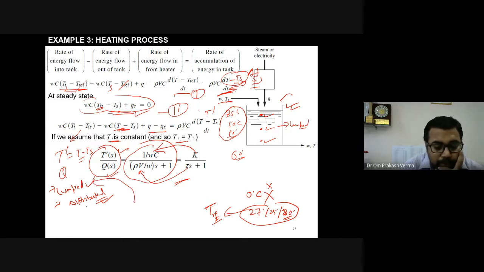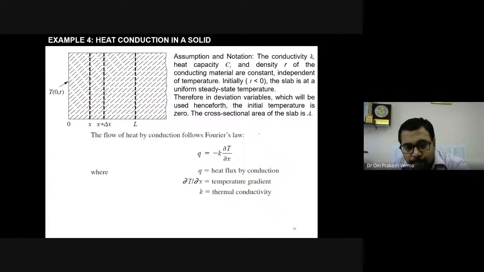However, if we consider a distributed parameter model, it means we are going to do a microscopic study of this analysis. We have considered a single constant temperature inside the tank. So in this problem, now please say whether this is an example of the distributed or the lumped. What do you think?